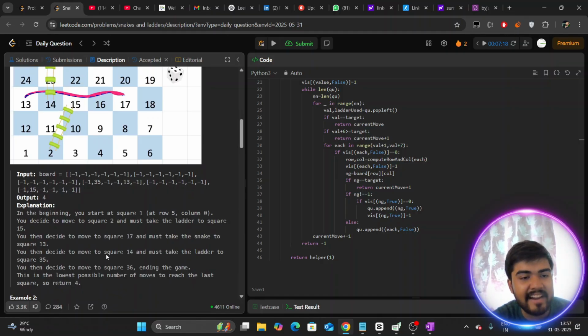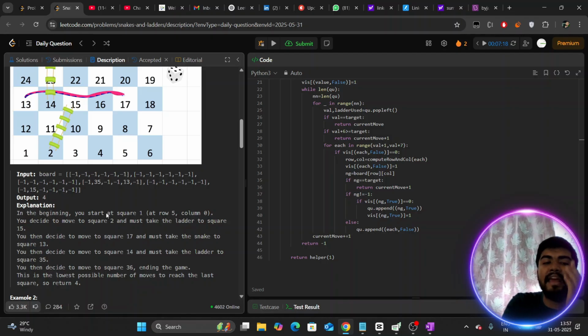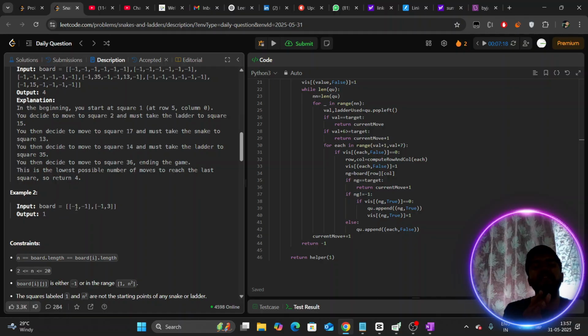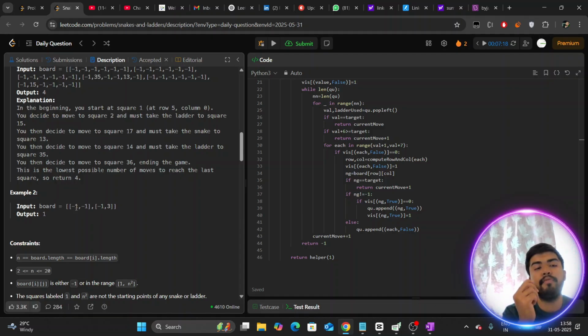Now you can read the entire thing, but it's exactly what we just saw in the pictorial view, they have explained it, but you can read it. In this example test case, you can see our board is very short, a 4x4 board. So if you are able to bring a 3 altogether, from 1, 2, 3, 4, you are able to end the game in a minimum of a single dice roll, and we have to return this.